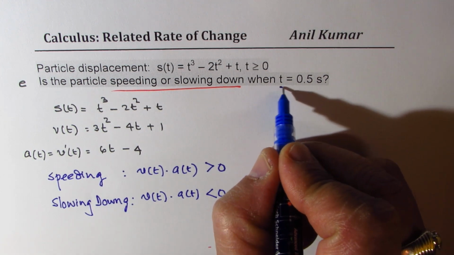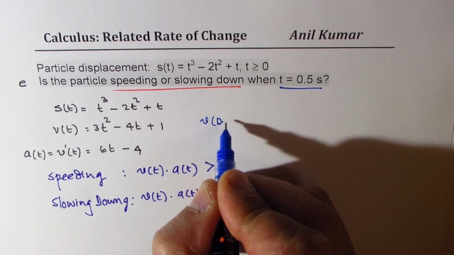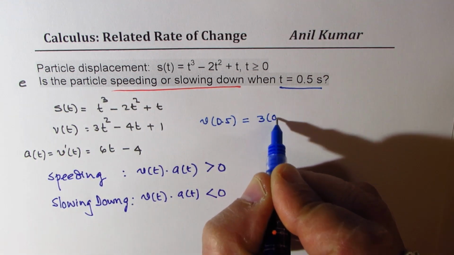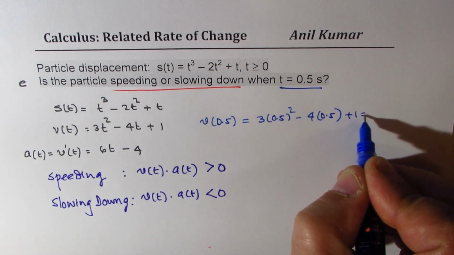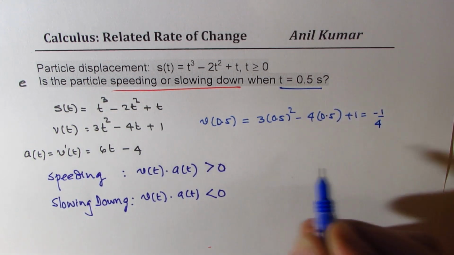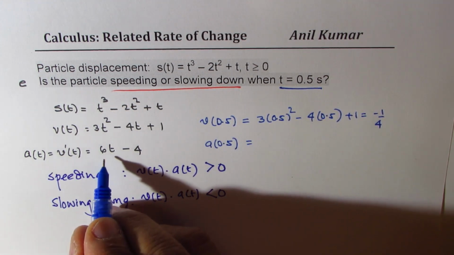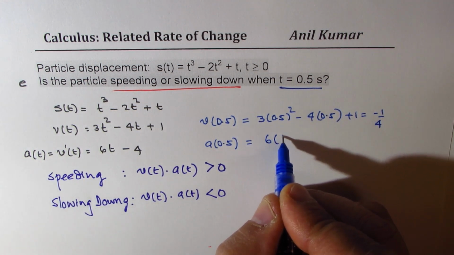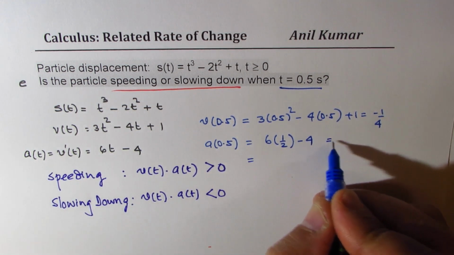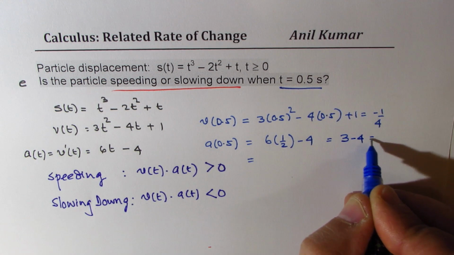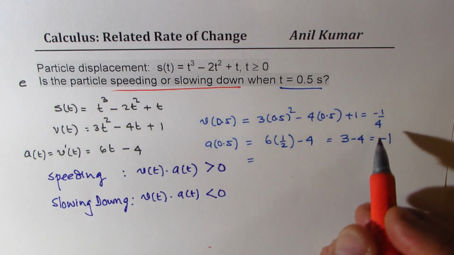Now, since the time given to us is 0.5, we'll just substitute that for velocity and acceleration. So velocity at 0.5 is 3 times 0.5 square minus 4 times 0.5 plus 1. And we found this was negative 1/4, right? Now let's calculate acceleration at time 0.5. So 6 times 0.5 is half, right? It's easy to use fractions. We get 3 minus 4, which is negative 1. So acceleration is negative.